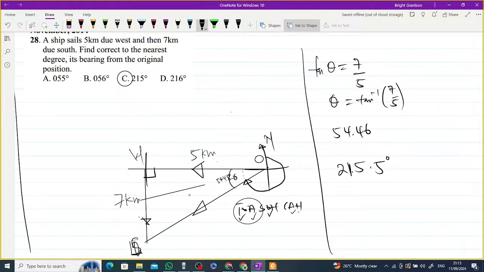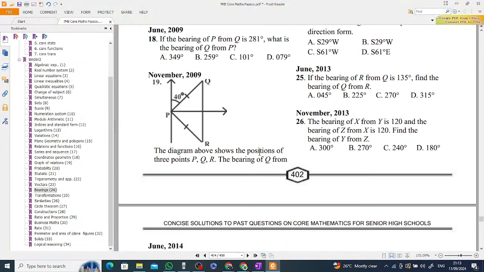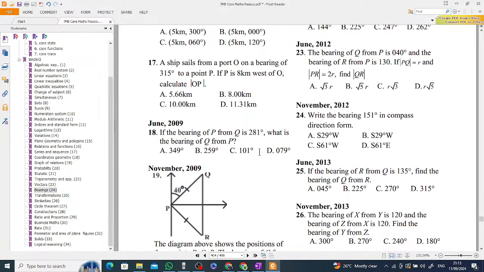Yes, sir. So that's how we solve bearing questions. For you people, almost all your questions in bearings are around, for instance, Pythagoras theorem and SOHCAHTOA.